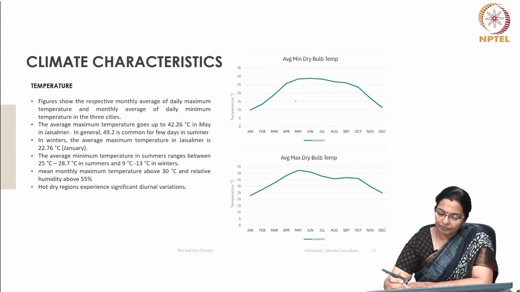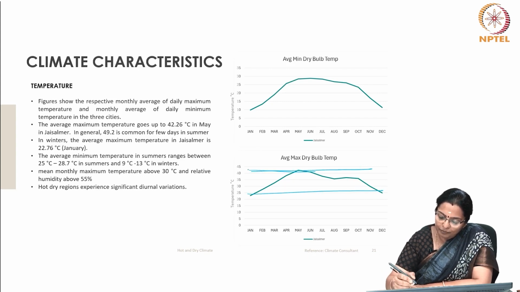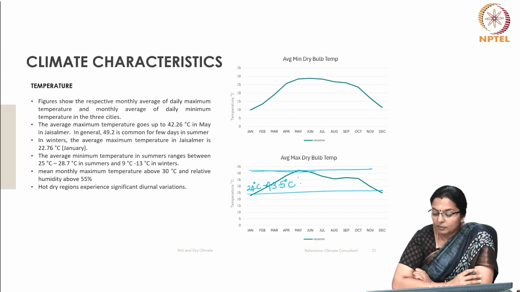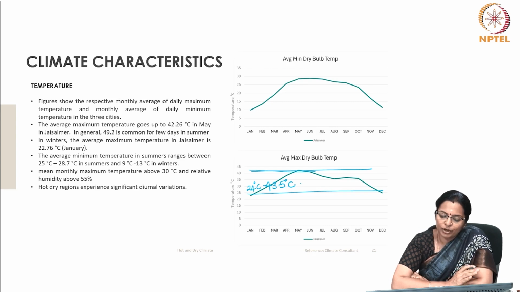Now you can see the average maximum dry bulb temperature lies in the range of 24 degrees centigrade to 43 to 44 degrees centigrade. So these places are extremely hot. The average maximum temperature goes up to 42.26 in May in Jaisalmer. In general, 49.2 is common for a few days in the summer.